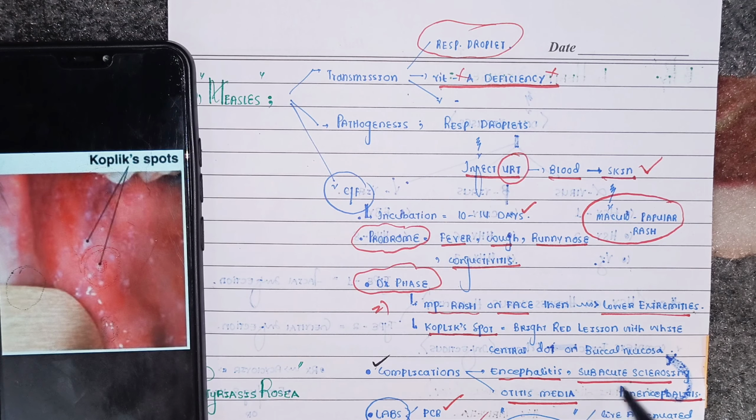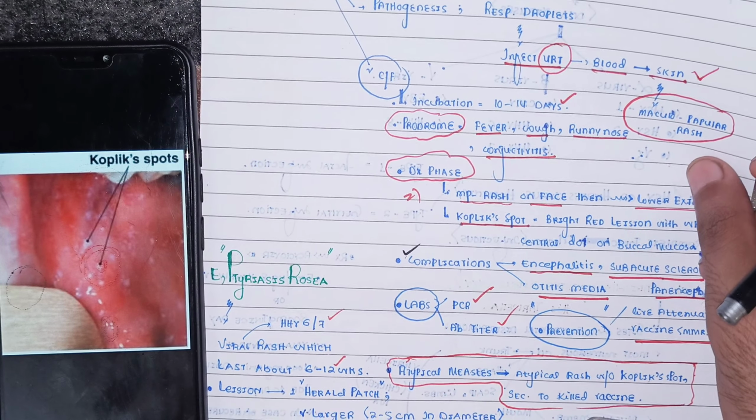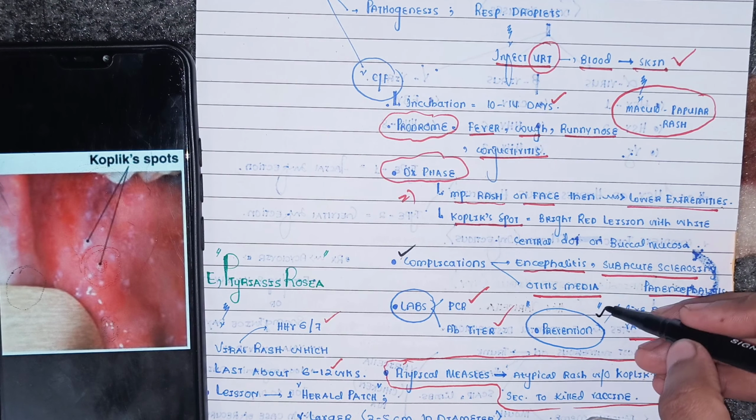Okay, encephalitis, subacute sclerosing panencephalitis, and otitis media. Be careful and treat your measles. Okay, and then, how can you prevent it, beta?